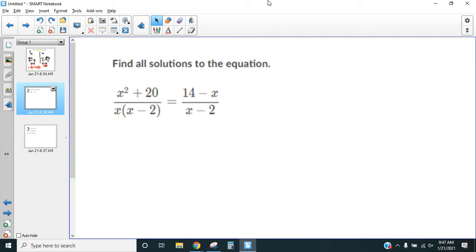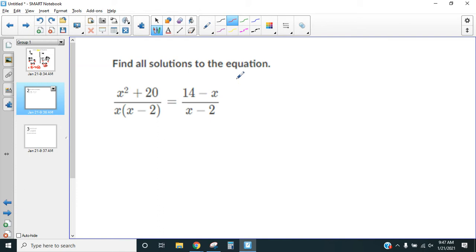Before we cross multiply, I want you to notice something that both sides have in common. What's something you see on both sides? X minus 2 where? Bottom. What do we call the bottom? Denominator, right? So in the denominator, I see that X minus 2 is on both sides.